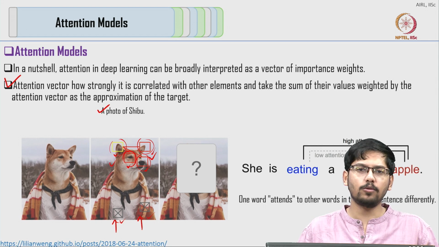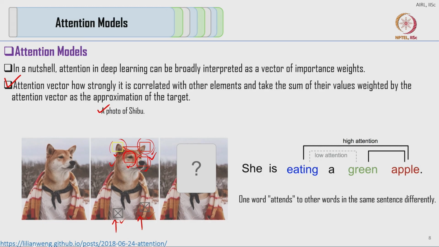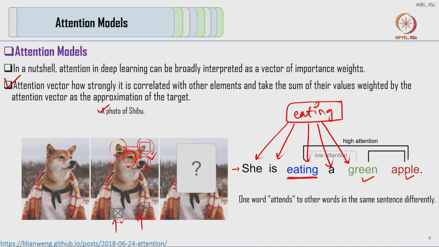Now, this could also be understood in a different task. Let us say that we have this sentence: she is eating a green apple. The verb eating would have a high correlation with apple, but not with the word green. Attention is a way where, when we highlight a particular word, we can understand its priority for all the words in this particular sentence.